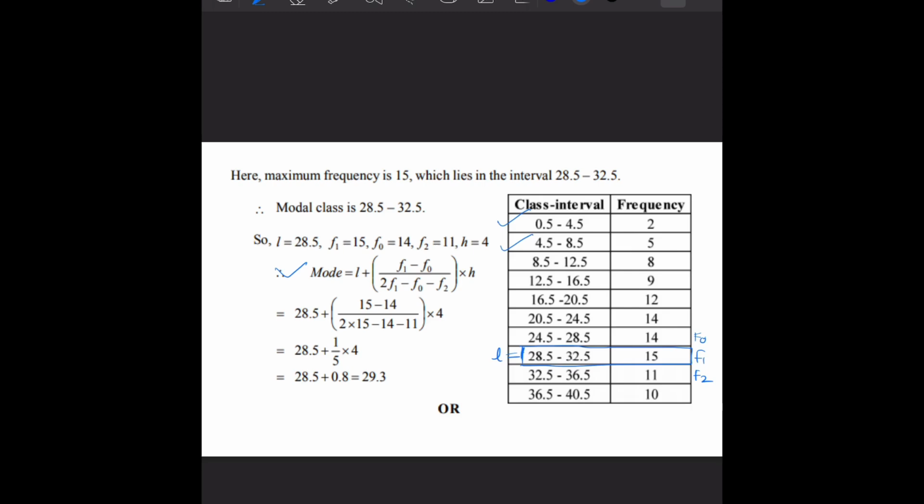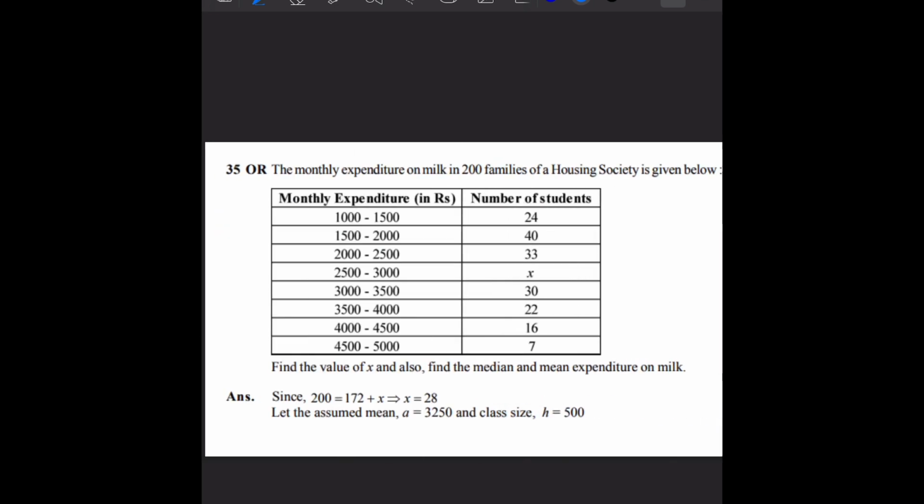Put these values here. As you know, h is 4. You'll get an answer of 29.3. This is your mode. Moving on to the next question.